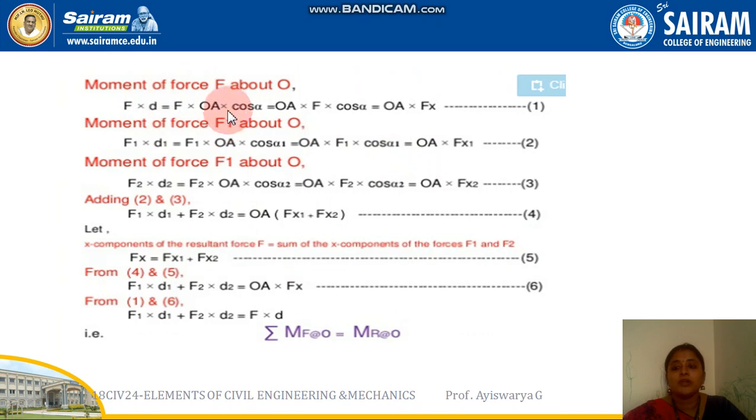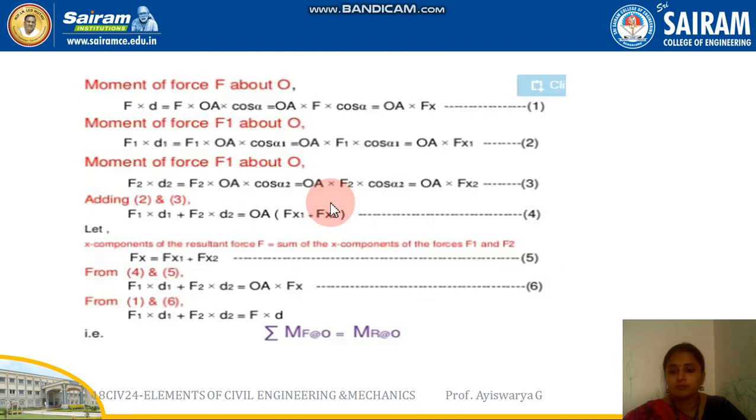So the moment of force F about O is F into D. D is nothing but OA cos alpha. F cos alpha is nothing but the x component, that is Fx, and Fy means F sin alpha. We already knew this from composition and resolution of forces. The same thing we are applying for the force F, the force F1 and the force F2.